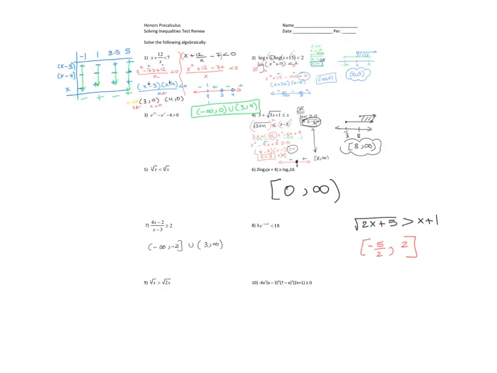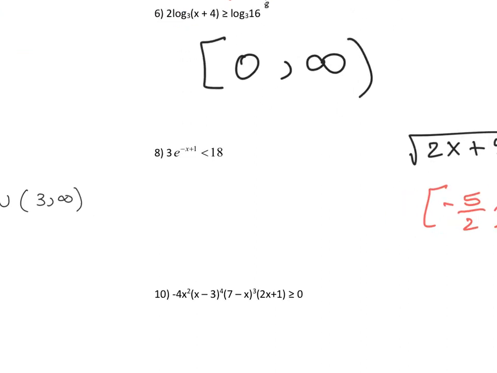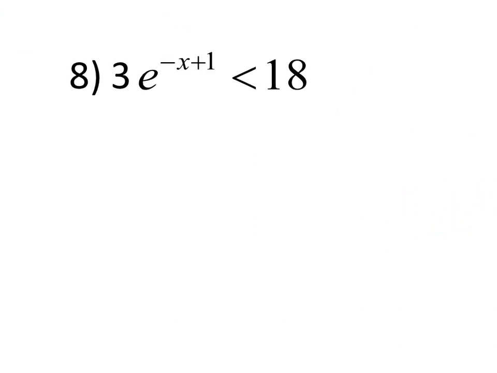So far we have done a rational, a logarithmic, a radical. I would like to do an exponential one with you. So copy this problem down. Now to solve an exponential problem, first of all you have to isolate the exponential. 18 divided by 3 is 6. Now remember, an exponential function has a domain of all real numbers, so I do not have a domain restriction in this case.